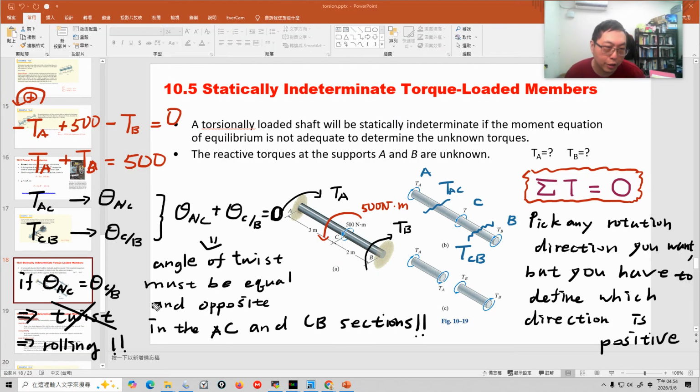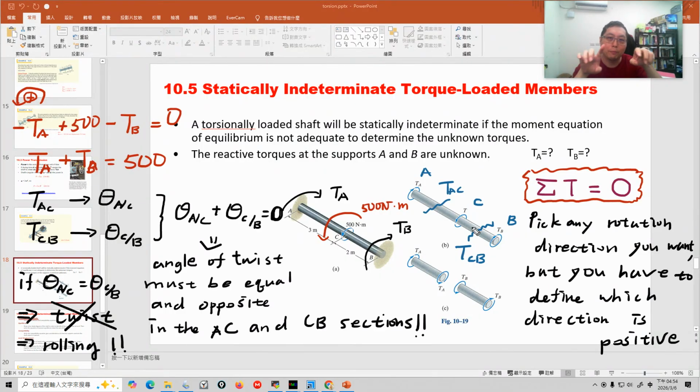We have a bar fixed in the wall, and I make a torque on the shaft. Because it's a twist, the angles in these two sections must be equal and opposite. That's called twist. It's a twist this way or this way.